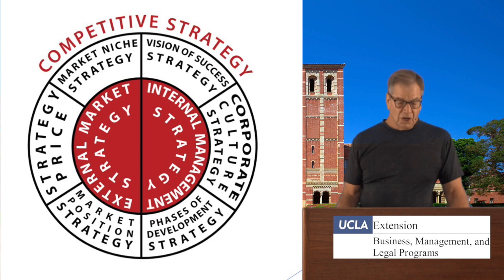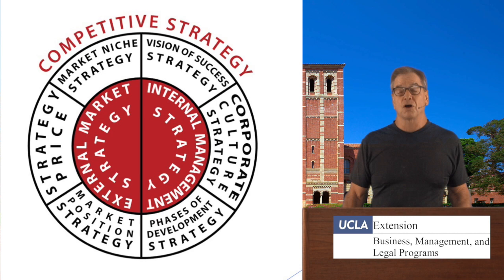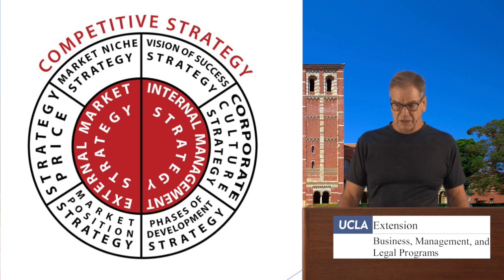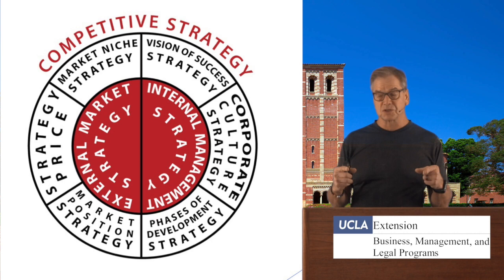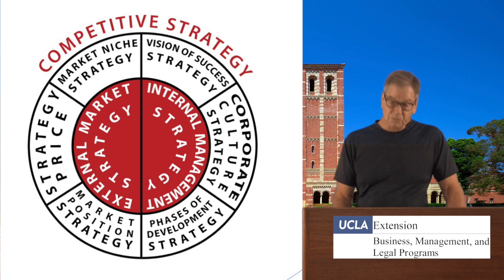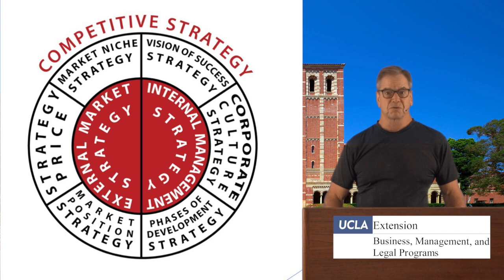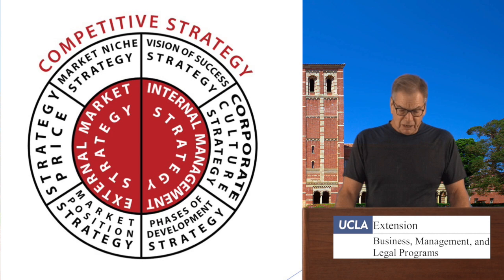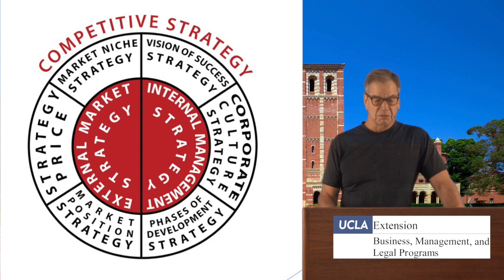Our corporate culture strategy is one of our three internal management strategies. We have a vision of success strategy where we use images to program staff and management of our market opportunities, our corporate culture, our values, our strategy, our goals. We also have phases of competitive development. What are we going to do first, second, third to execute the mission statement to achieve the vision of success statement? And then we have corporate culture. So these are the three strategies that make up our internal management strategy.